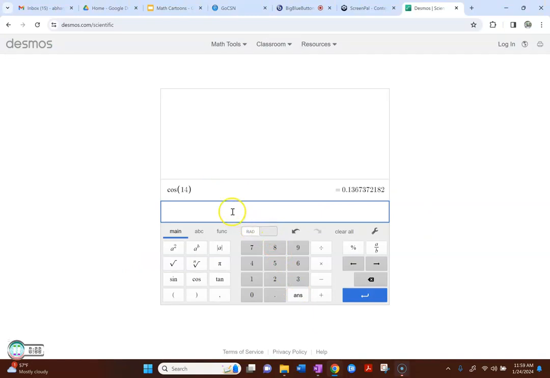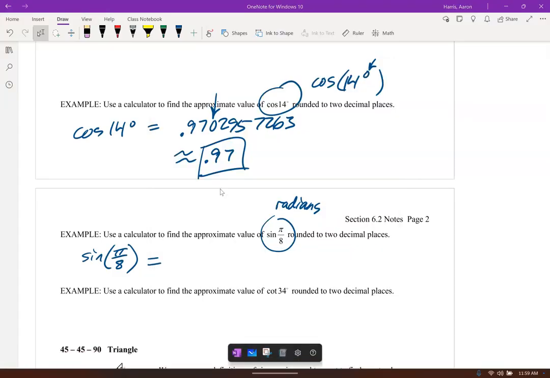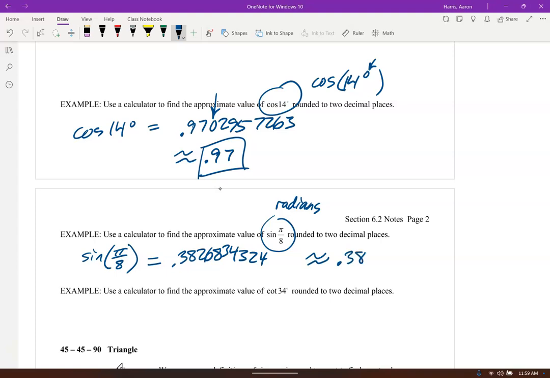Switch it to radians. Notice that changes that answer, so that's not what we're doing. This one we're doing sine of pi, or you can just click on the pi, divided by, I hit the slash button. Oops, divided by 8. Arrow to the right, enter. There you go, 0.3826. Let me write that down. So approximately 0.38.